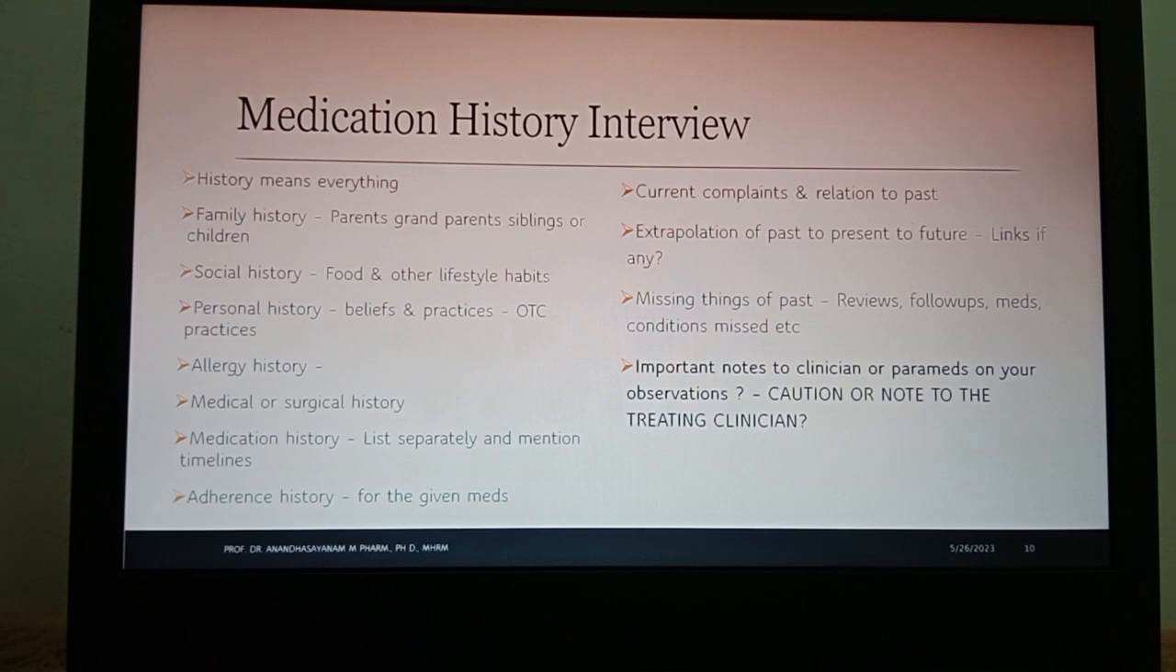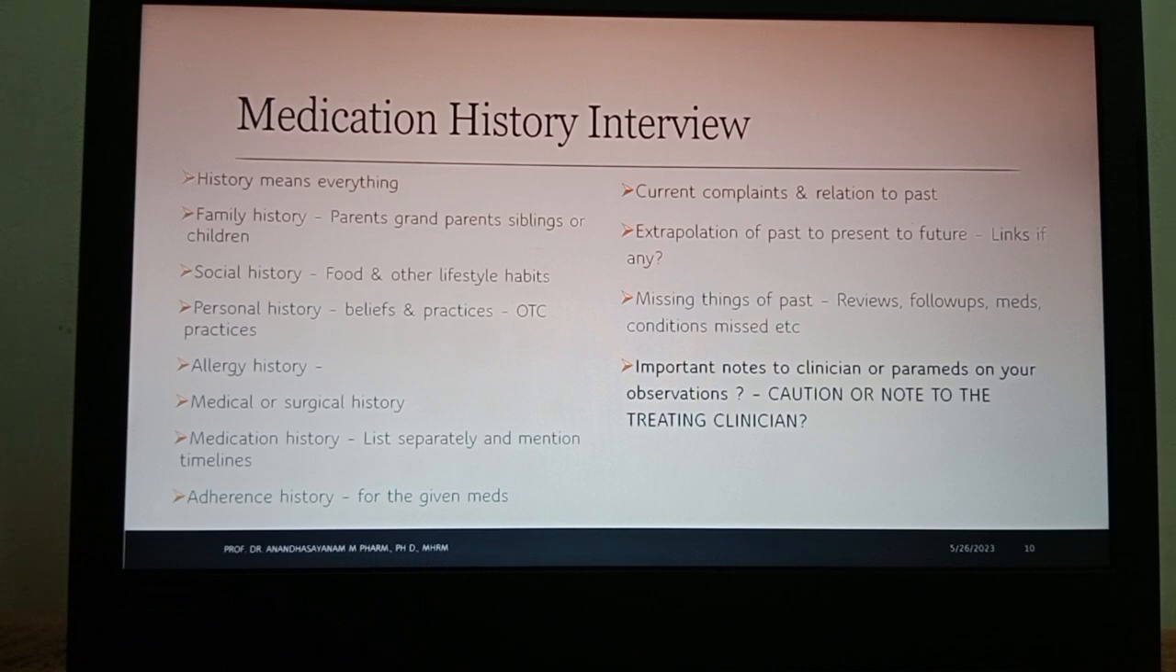So missing things of the past, the reviews, follow-ups, the medications, the conditions, and which of the two or three clinicians treated them. There might be a nephrologist, a cardiologist, a physician involved. So please, in a country like India, where the culture and beliefs are multifaceted, the patient might have experienced two or three different hospitals and doctors, and then come to this hospital where you are practicing. So please understand, you are giving an important note to the clinician or the paramedics on your observation. So you have to be cautious.